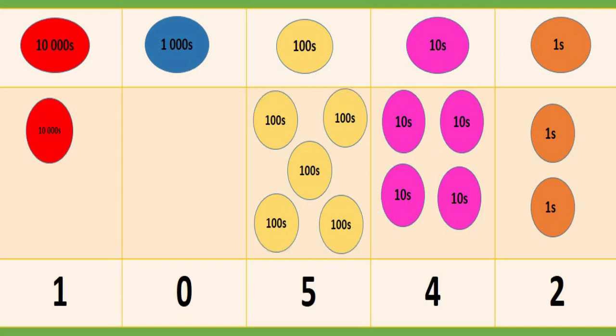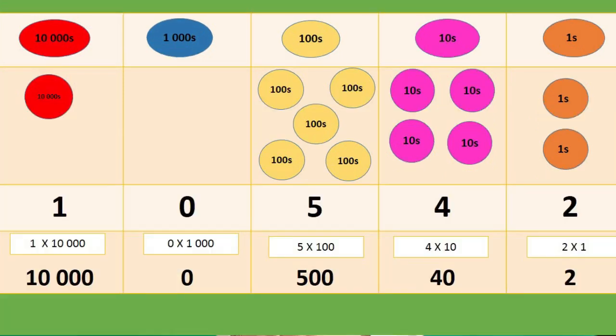The digit 0 should be at 1,000's place. So how many 1,000 discs must be placed on the table? It must be 0 disc or no disc at all. The digit 1 should be at 10,000's place. So how many 10,000 discs must be placed on the table? It must be 1 disc.